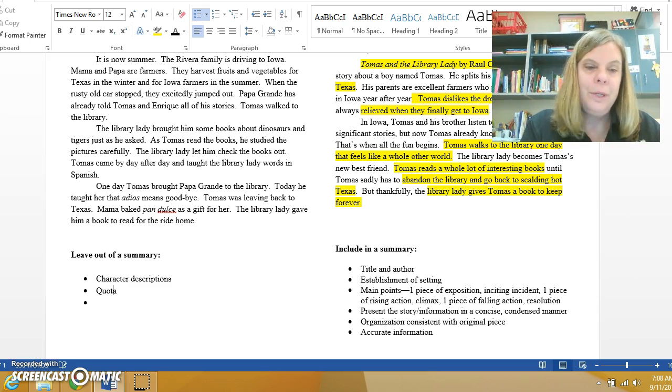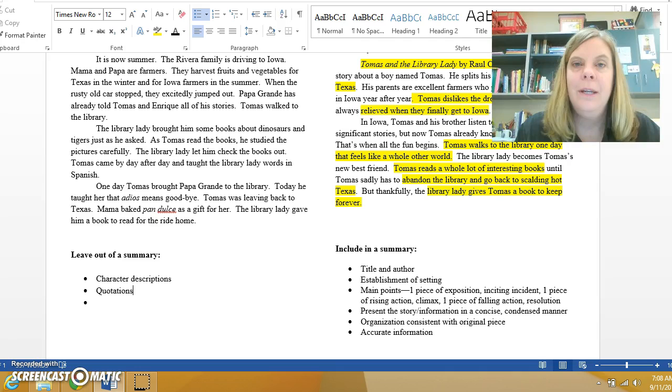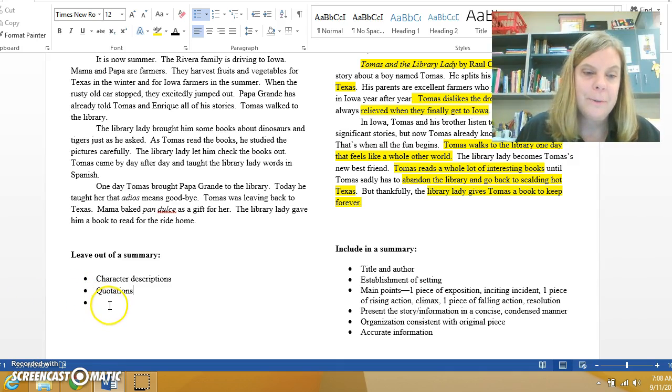Then you don't need to include any quotations in your summary. I know in the past you've always been told to include textual evidence, direct quotations, and that's the advice you receive when you're trying to convince somebody of something. You're writing a persuasive essay or an argumentative essay, or you're trying to prove a point and support your reasoning. In a summary, you're just giving the facts, so there's no need for the quotations.